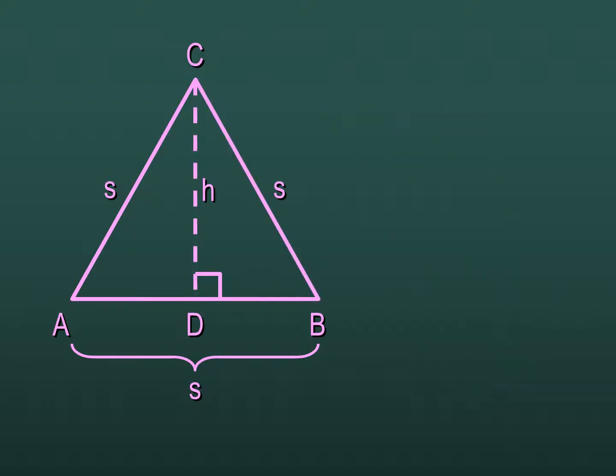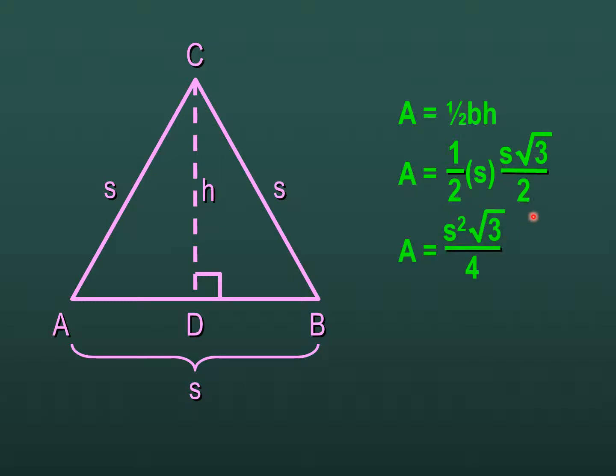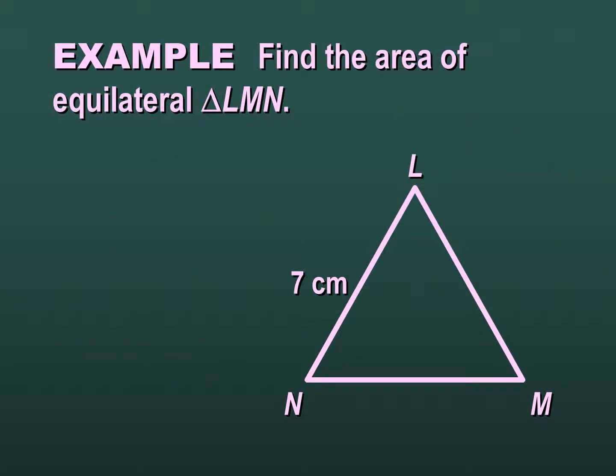So now that we know what h is, we can use our formula for the area of a triangle, which is 1/2 base times height. So that's 1/2, our base is s. And then we just solved for h. We said that h was equal to s times the square root of 3 over 2. So that means if we simplify this, s and s is s squared, and then 2 and 2 is 4, we get that formula for the area of an equilateral triangle.